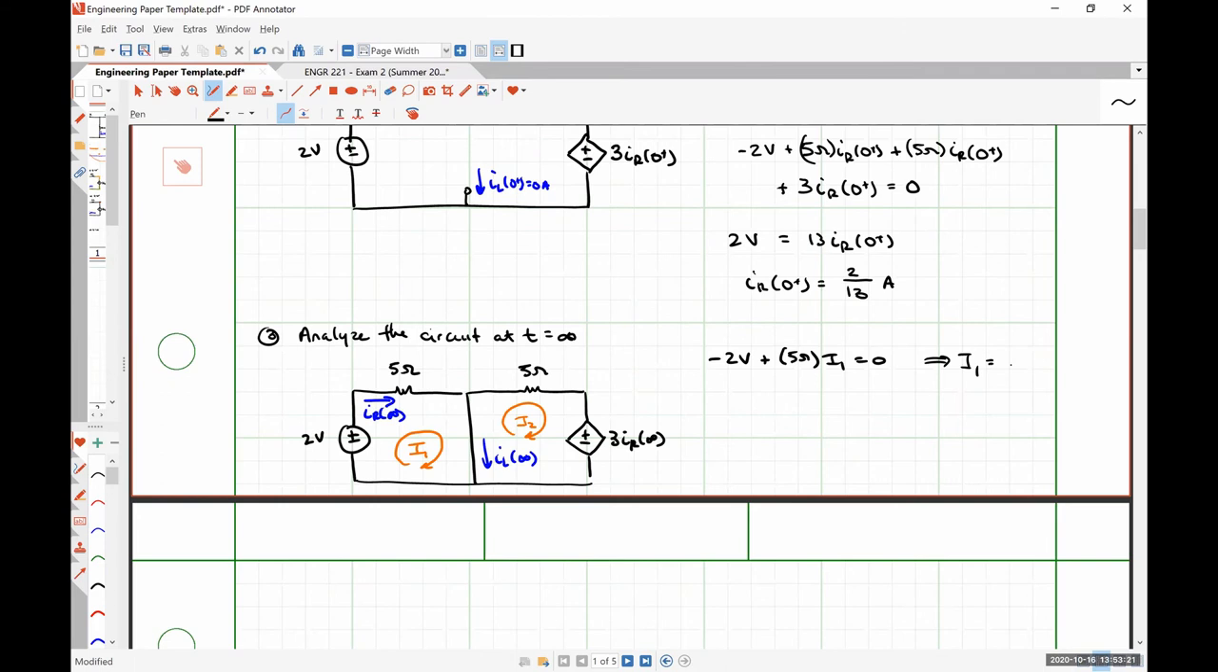Anybody? Yeah, two fifths. 0.4 amps or whatever you want to call it. We could have observed that anyway. We know that there's a 2-volt drop over the 5-ohm resistor because the positive polarity terminal is connected to that leg of the resistor and the negative polarity terminal is connected to that. So we did mesh where Ohm's law would have worked.